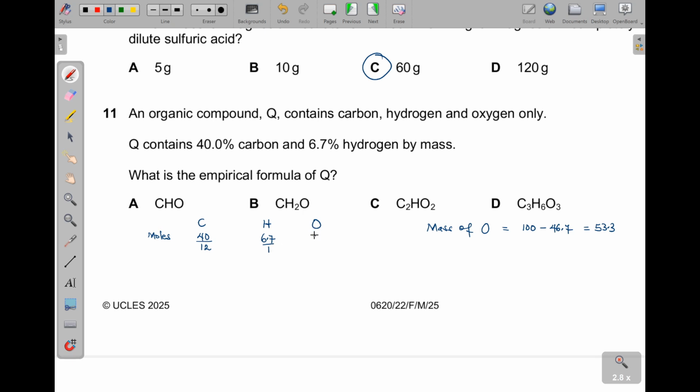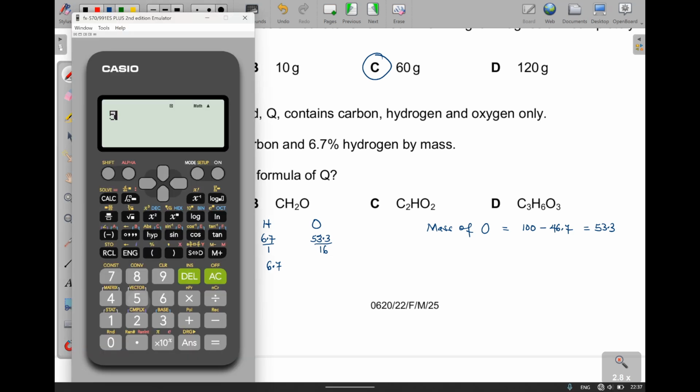And then oxygen, we have 53.3. Then we divide by 16 here. So 40 divided by 12 is 10 over 3, which is the same as 3.3 recurring. And then this one will give you 6.7. Then how about 53.3 divided by 16? That one is 3.33125.